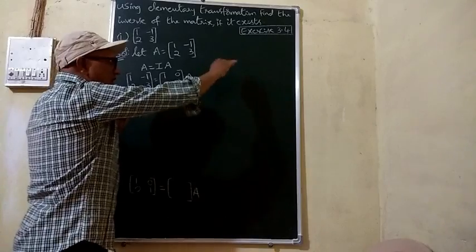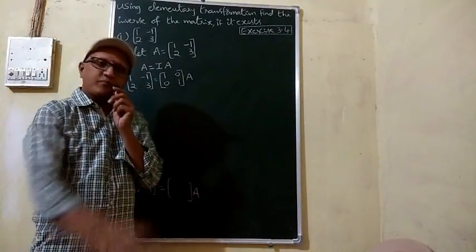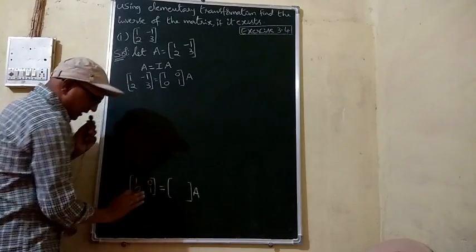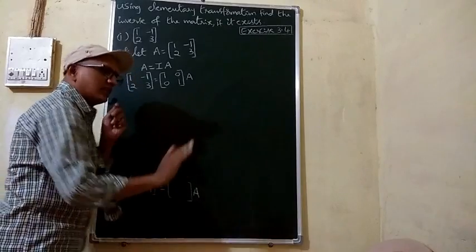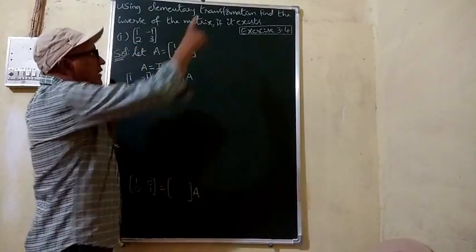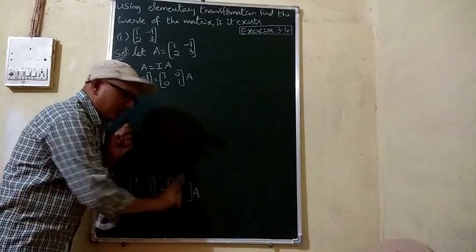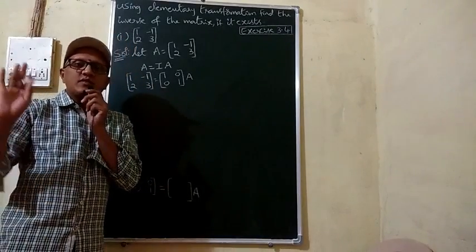I will tell some formulas, some tricks and some properties they gave in the textbook. After doing all that simplification, here we should get 1, 0, 0, 1. Here whatever we get, that is our answer. Find the inverse in the question. So whatever we get here, that is our inverse of the matrix.